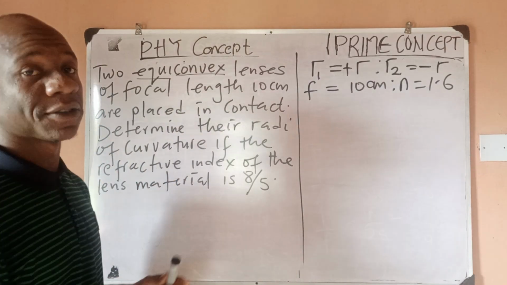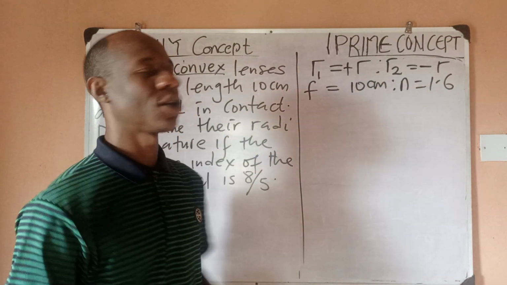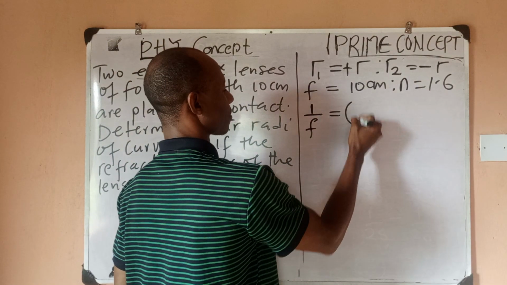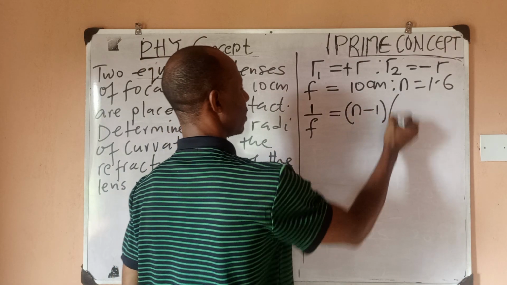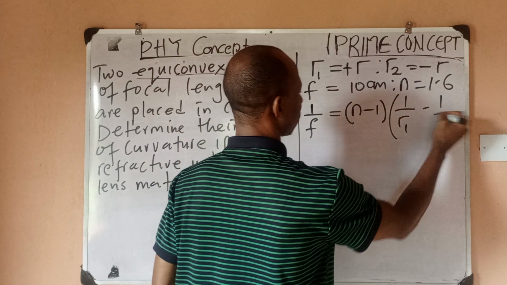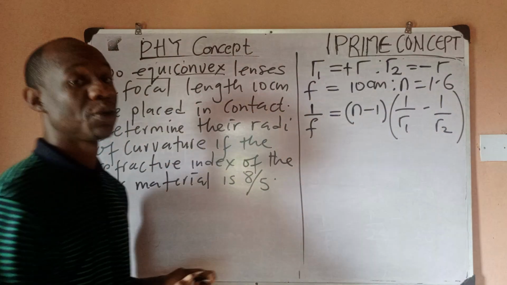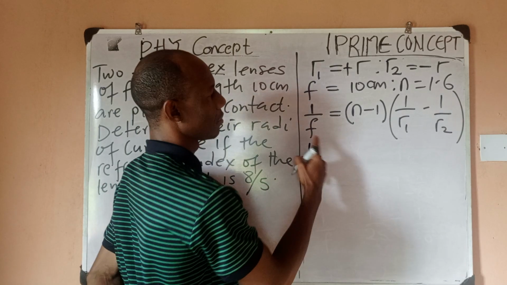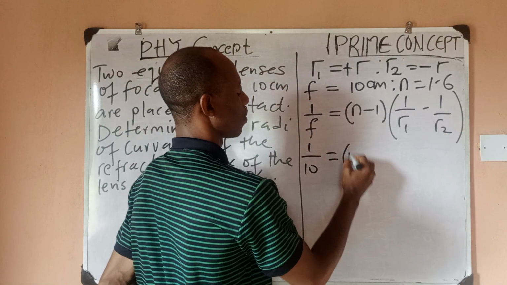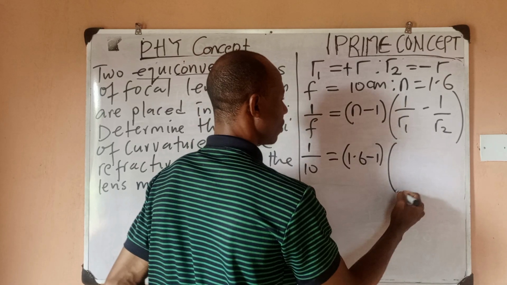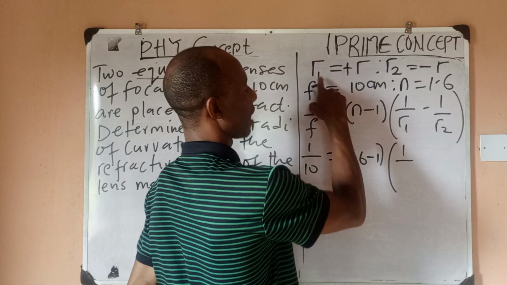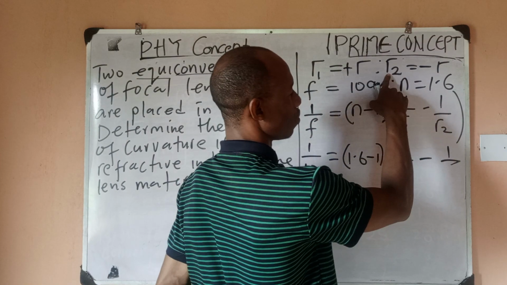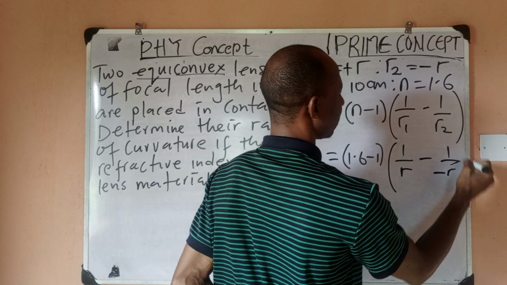Now, using our lens maker's formula, do you still remember this formula? Of course, I trust that you remember. The formula is: 1 by F equals refractive index minus 1 into 1 by R1 minus 1 by R2. We derived this in one of our videos. So now we know our focal length. We have 1 by focal length, which is 10, equals 1.6 minus 1 into 1 by R1. Our R1 is equal to R. And then we have minus 1 by R2. Our R2 is negative R.